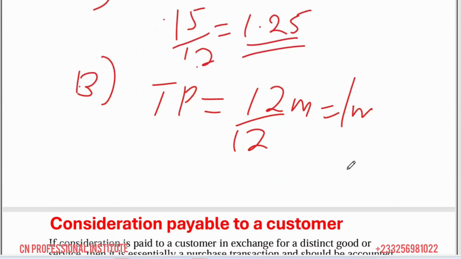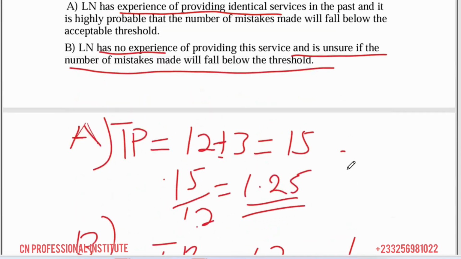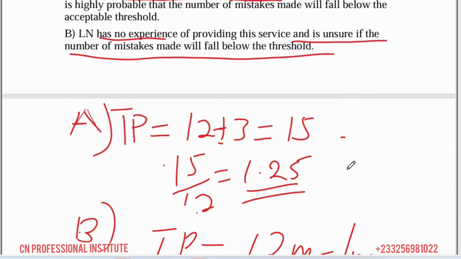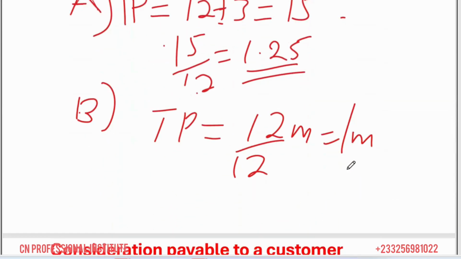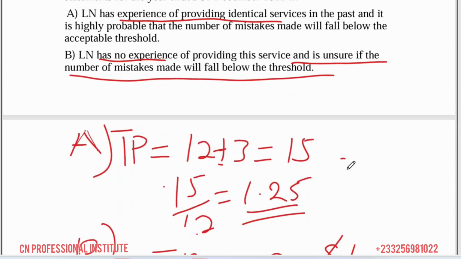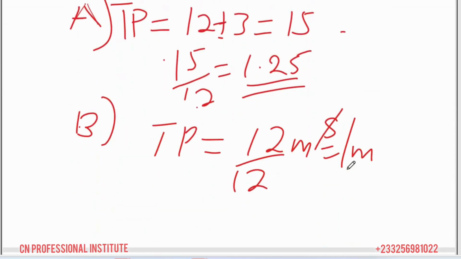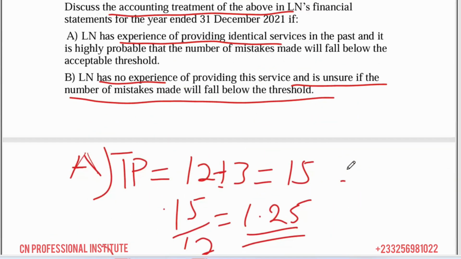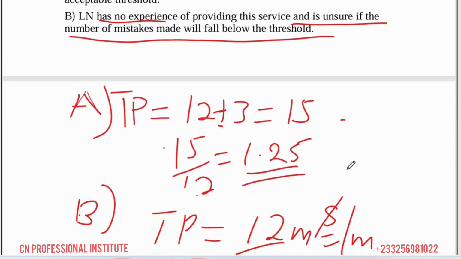So 1 million is what we are going to record as the transaction price or the revenue. So I'm going to write, we are going to record 1 million as revenue in our books, and we are not recording the variable consideration of 3 million because we're told clearly that they don't have experience. So it's very likely that if they record the 3 million, they will not be able to meet the condition.